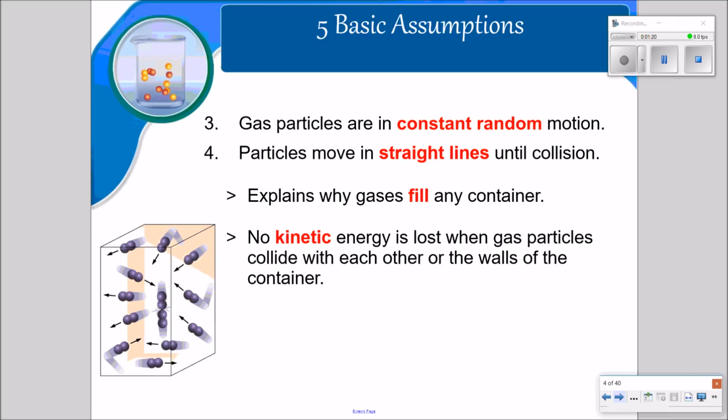The third assumption, gas particles are in constant random motion. They never stop moving. And number 4, they're going to move in straight lines until they collide with something. They could either collide with other gas particles, or they could collide with the sides of the container. That's going to explain why gases will fill any container that they're in, because they'll keep moving until they hit something. No kinetic energy is lost when the gas particles collide with each other or the walls of the container. They maintain their kinetic energy.